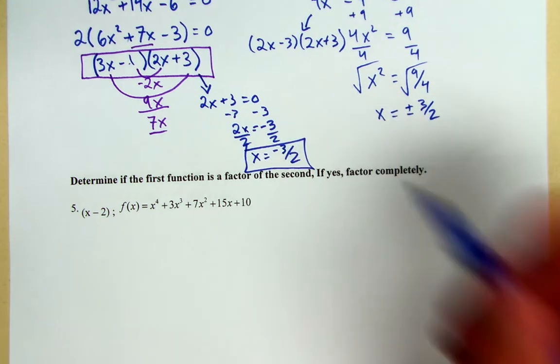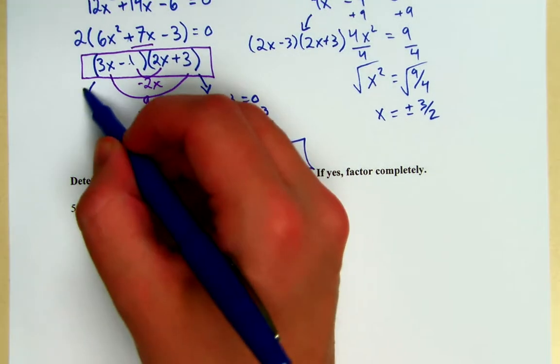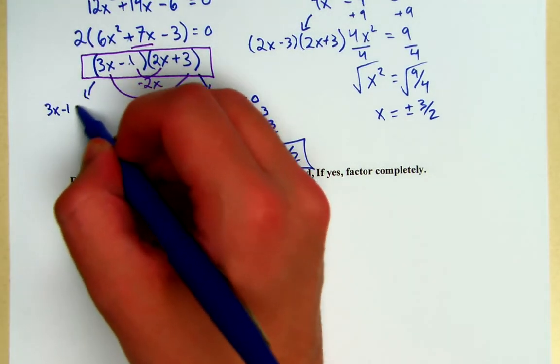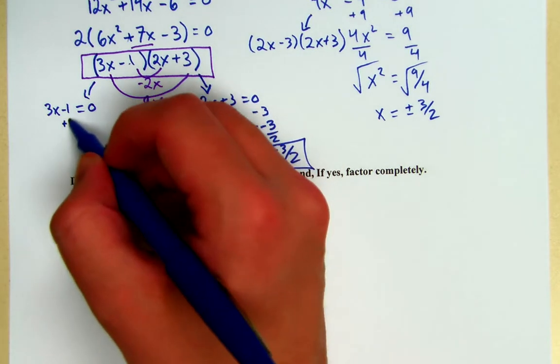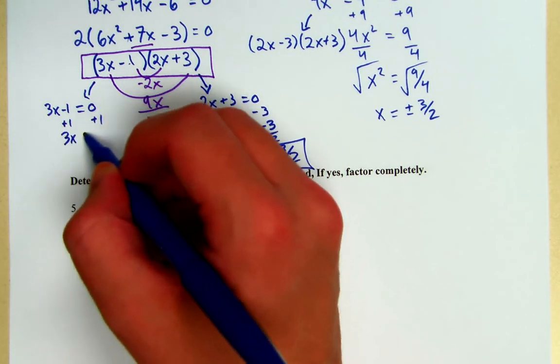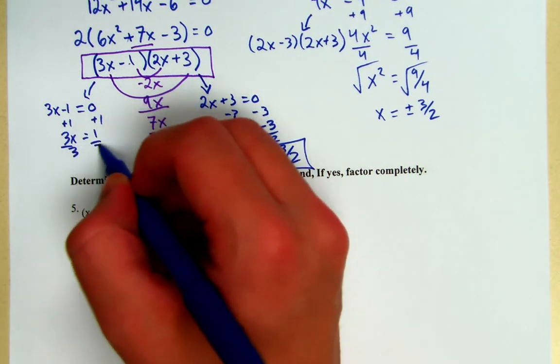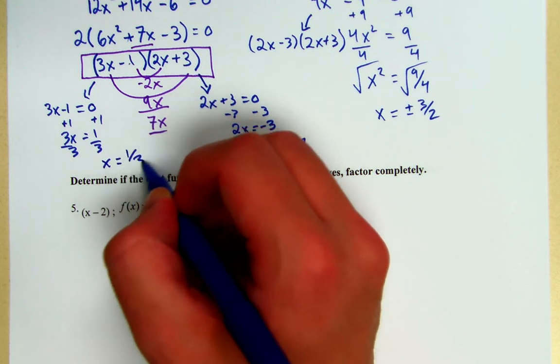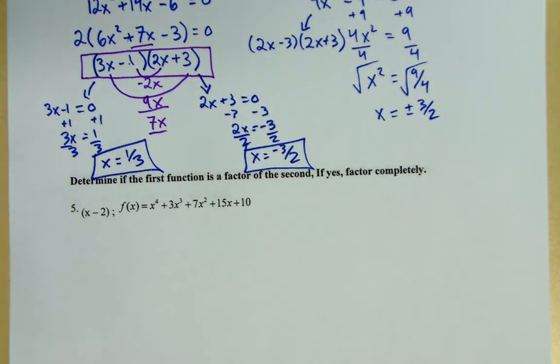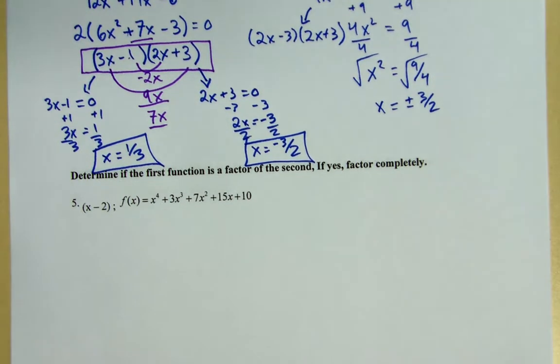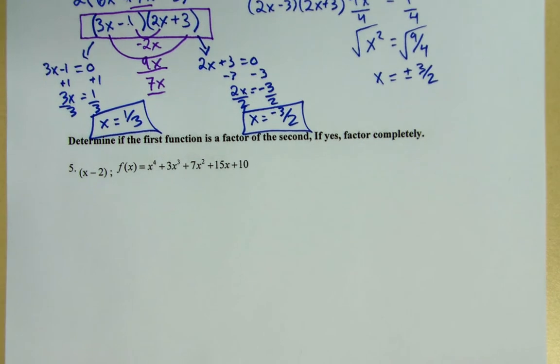That's 1 zero. And again, take your other one. 3x minus 1 equals 0. Add 1, 3x equals 1. Divide by 3, x equals 1/3. Alright, and now let's do the one that just asks us to factor.